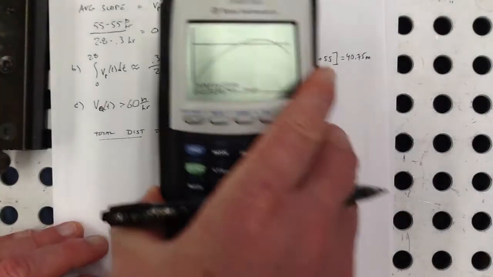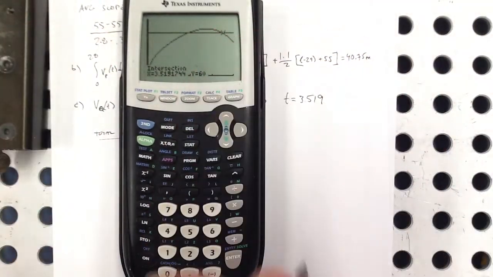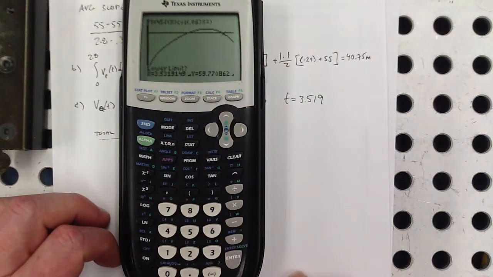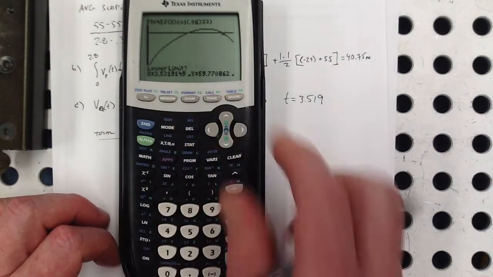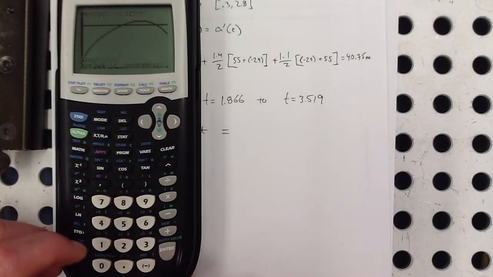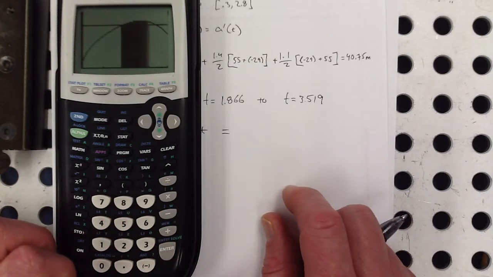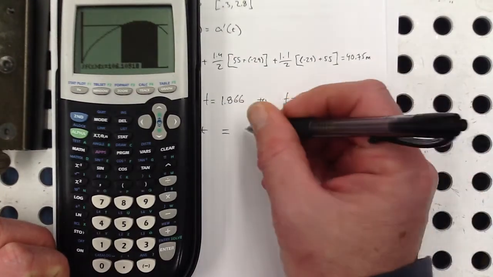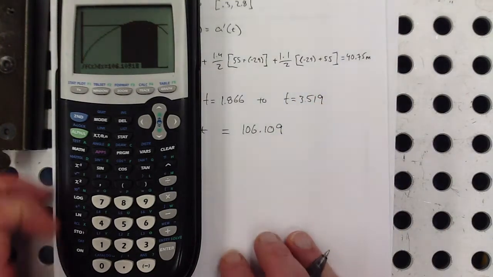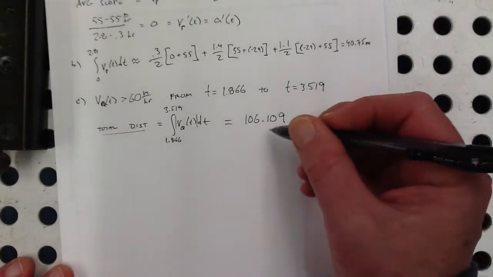All right. So now, since I have this graphed, I can do this right on this screen. I can go second calculate number 7. And I want to go from 1.866 to 3.519, and it finds that area for me, which is 106.109. Great. And that would be in meters.